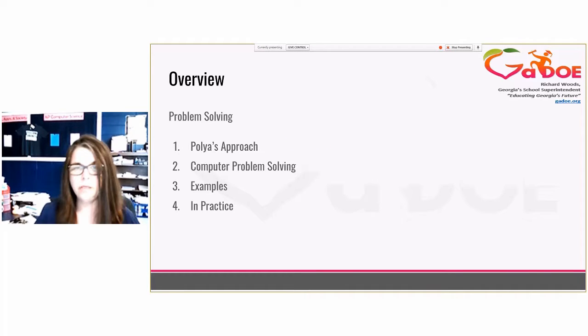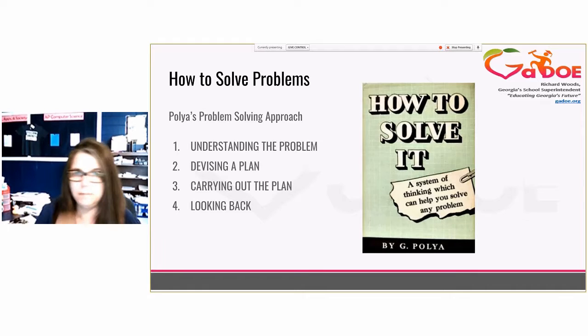So here's the overview. We're going to look at Polya's approach. I apologize for my southern accent. Computer problem solving as opposed to just general problem solving. Look at some examples and then talk about in practice, what do we do? So how to solve problems.